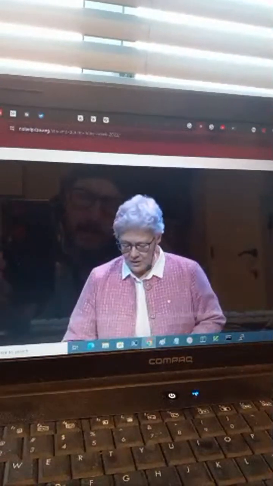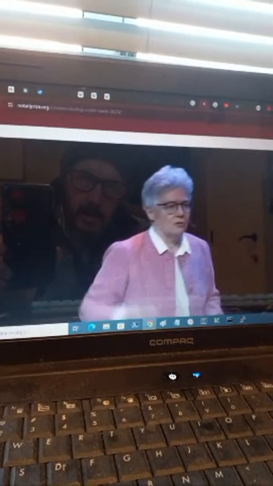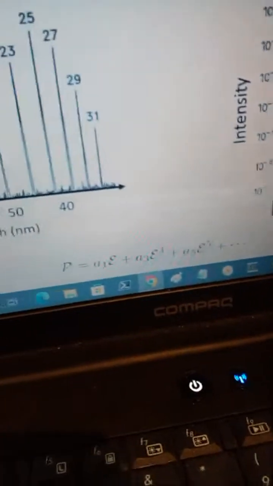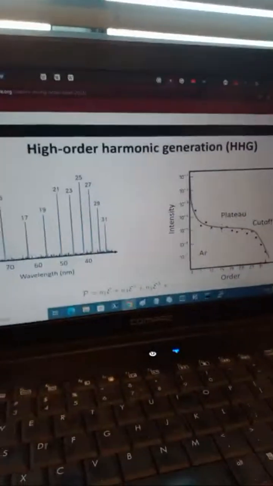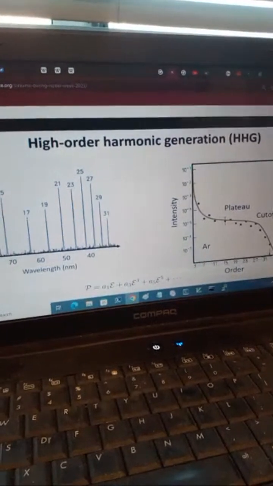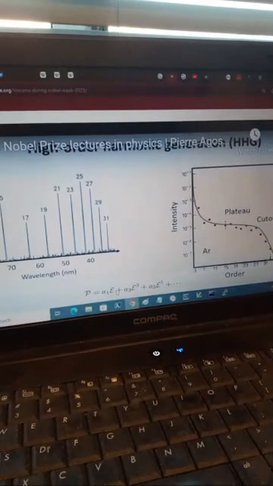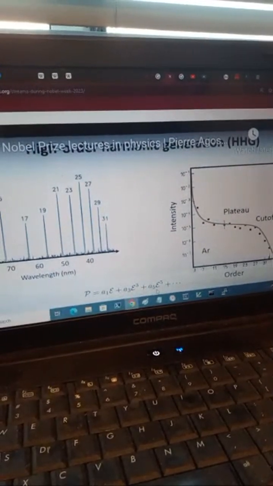This was based on some kind of perturbation theory thinking at the time, based on an expansion of the polarization induced in the medium in powers of the electric field. For this expansion to be valid, one has to assume that the first order is much larger than the third and much larger than the fifth. And this was not the case.